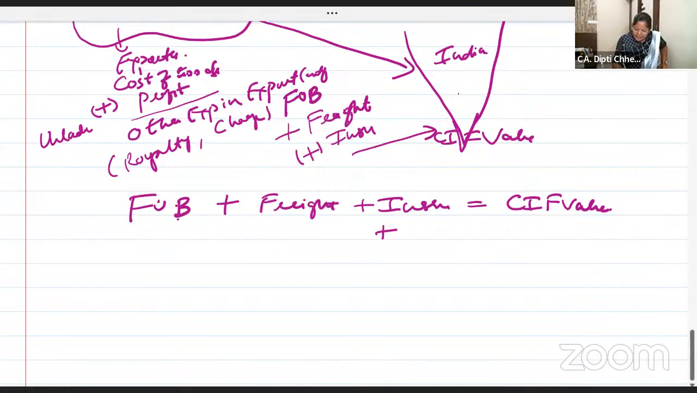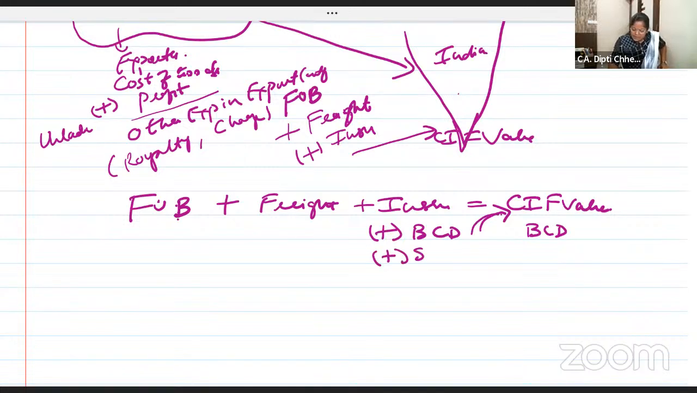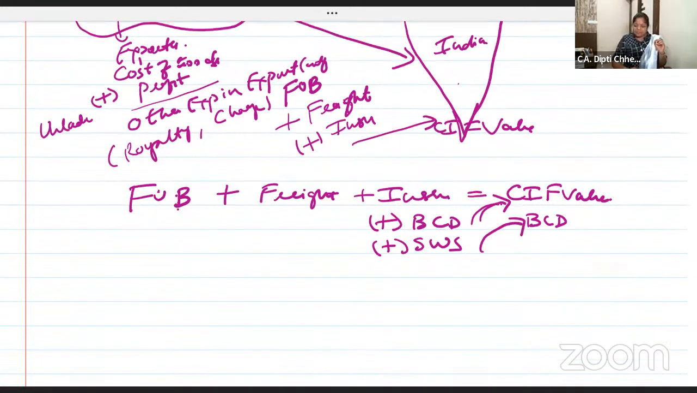What will be charged on the CIF value? Basic custom duty. Basic custom duty is charged on what? CIF value. SWS, social welfare surcharge, is charged on the basic custom duty.